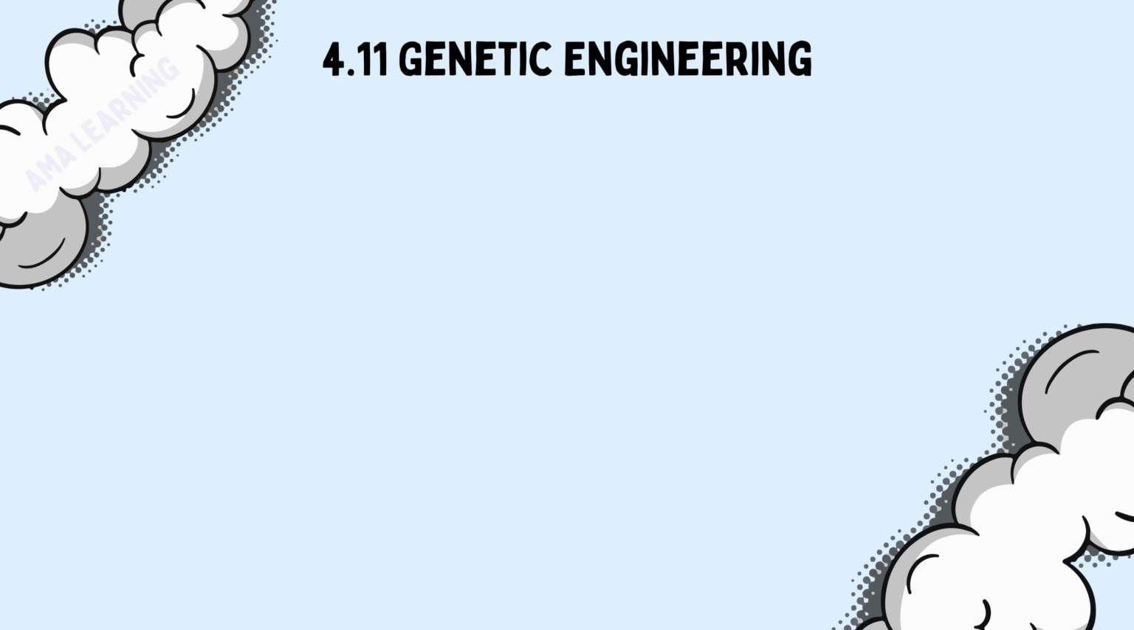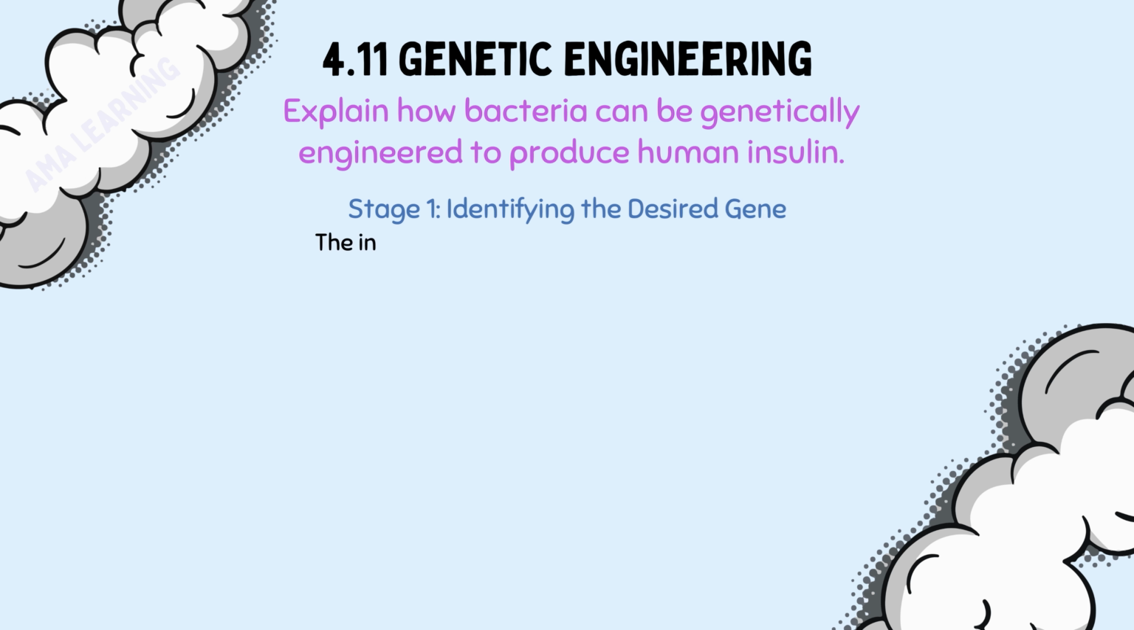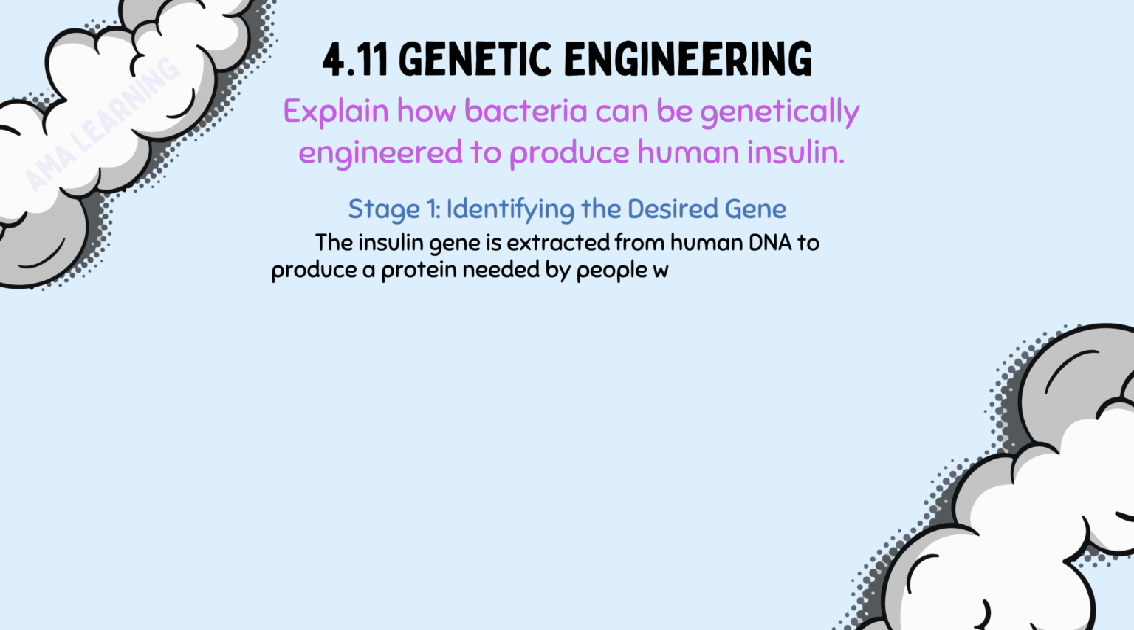Let's apply what we have learnt to this past paper question. This 6-mark question is asking us to explain how bacteria can be genetically engineered to produce human insulin. We know the following from our learning. Stage 1. Identifying the desired gene. The process begins with identifying the gene responsible for the desired trait. In this case, the insulin gene is extracted from human DNA. This gene produces a protein that is needed by people who have type 1 diabetes.